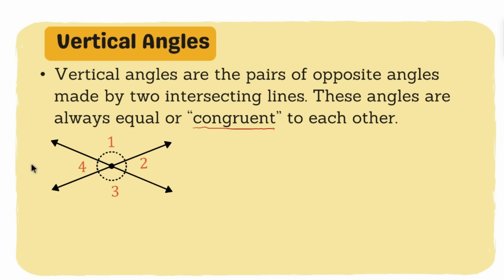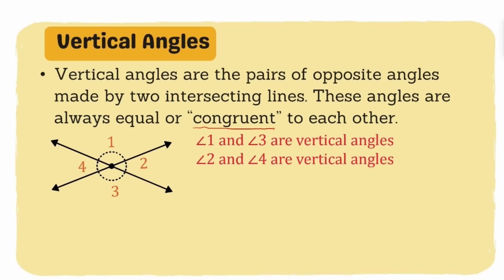Now, ano yung makikita nyo sa figure na to? Okay, so first we can see that there are actually two lines that intersect. And if they intersect, they form how many angles? Yes, they form 1, 2, 3, and 4 angles. Now, alin sa apat na ito ang mga vertical angles? Okay, the first pair is angle 1 and angle 3. They are vertical angles. Another pair is angle 2 and angle 4. They are also vertical angles kasi opposite sila.